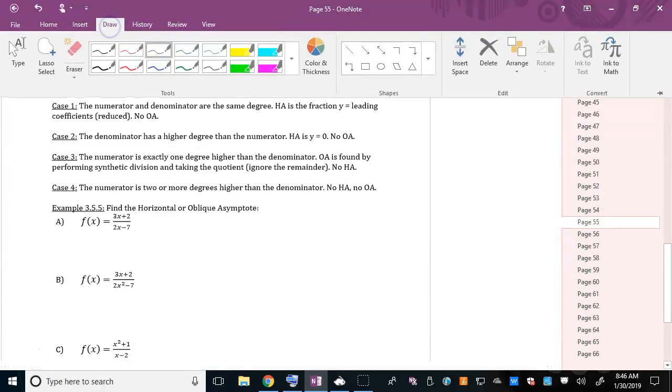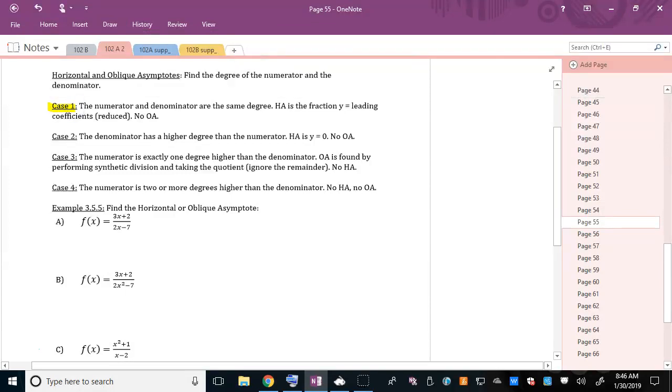So our first case, this is where the numerator and the denominator have the same degree. So it doesn't actually matter what that degree is, just that it's the same. I've got HA as shorthand here for horizontal asymptote, and it will be the fraction, which is y equals the leading coefficients, which have been then reduced. So let's skip down to my example and look at A there.